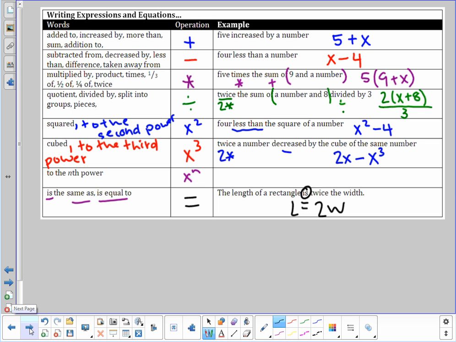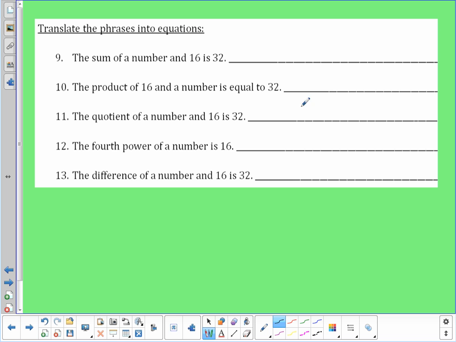That's what all those expressions translate into. So let's go through some examples in 9 through 13, just some easy ones. The sum of a number and 16 is 32. That looks like x plus 16 equals 32. In 10, the product of 16 and a number is equal to 32. Product is multiply, so 16 times x equals 32.